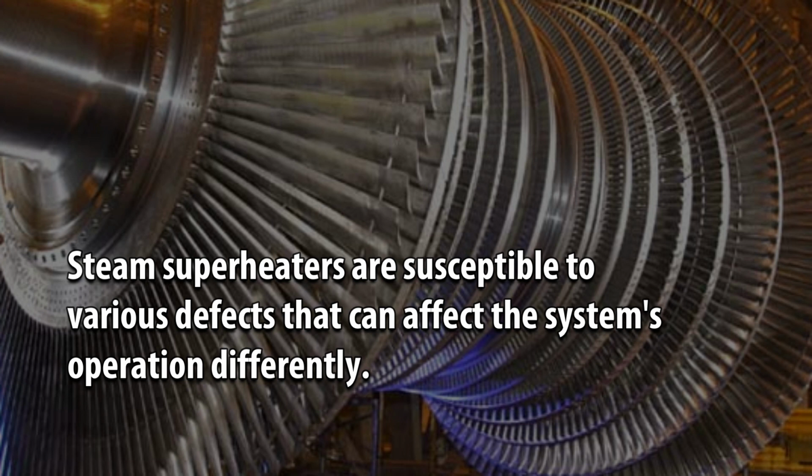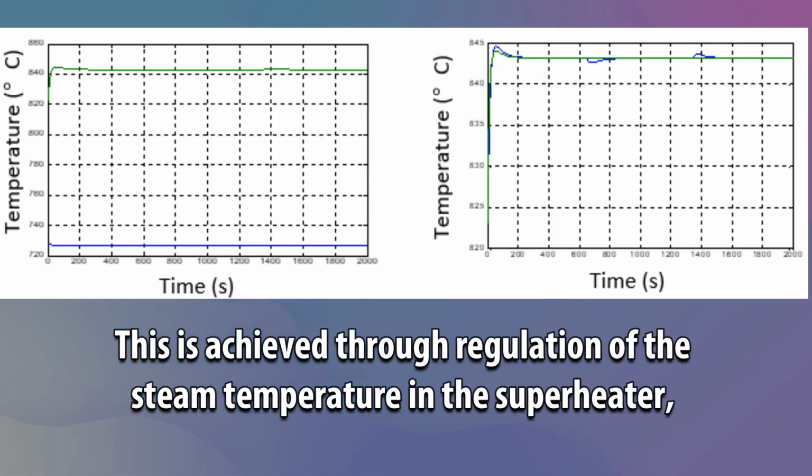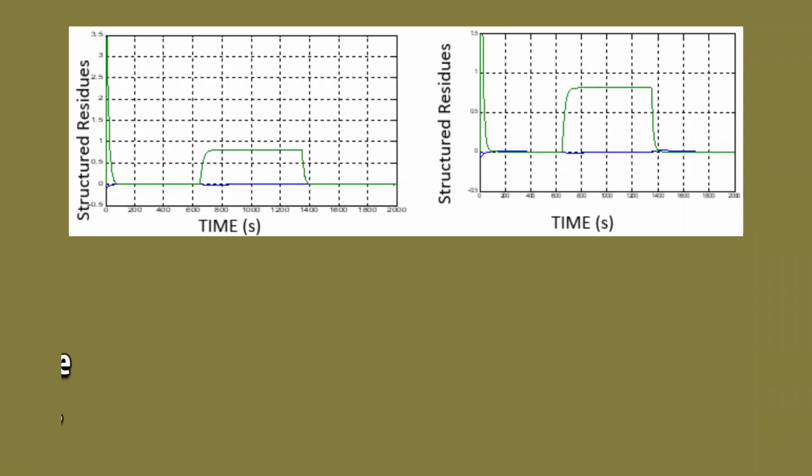Steam superheaters are susceptible to various defects that can affect the system's operation differently. The maintenance of a constant temperature at the turbine input is critical to optimal running conditions of a steam turbine. This is achieved through regulation of the steam temperature in the superheater, which is partitioned into 3 sections with equipment installed at each connection point to enable the injection of condensates for steam cooling.